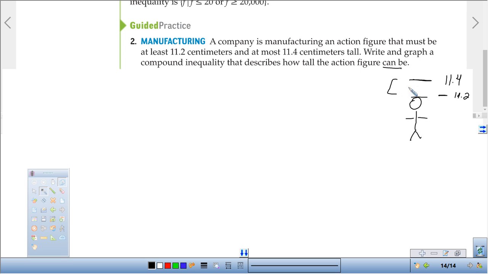I don't like this. This is not an or. So the action figure can be in here. As long as your tallness, so your domain T, is between 11.2 and 11.4, you're good. Can it be equal to it? At least, yeah, I would say both of them can be equal to it. That's easy like that. I don't like it. It's not an or one. Forgive me on that one.